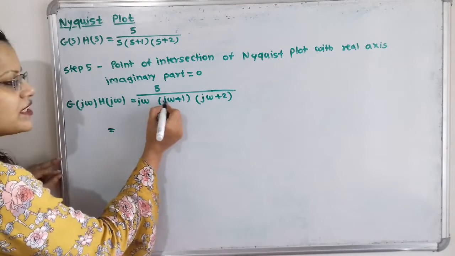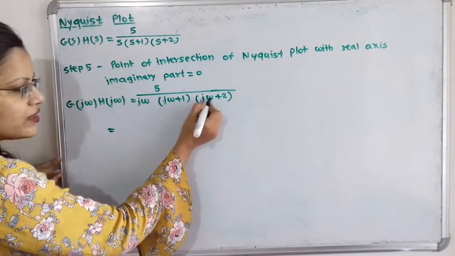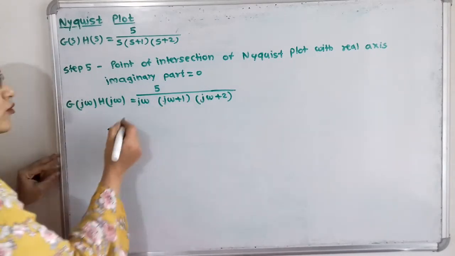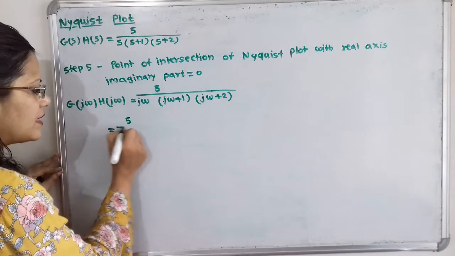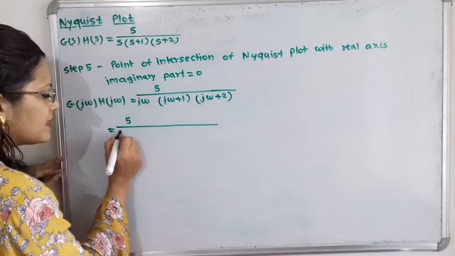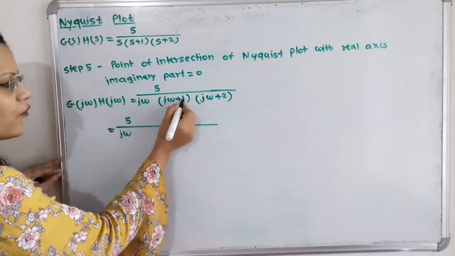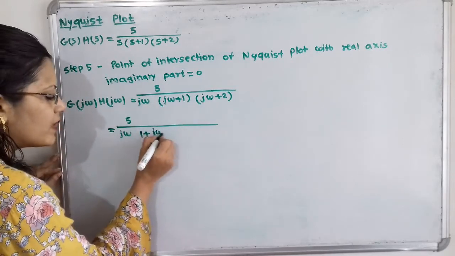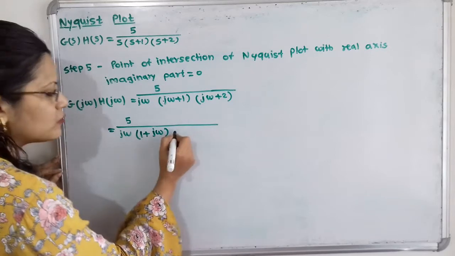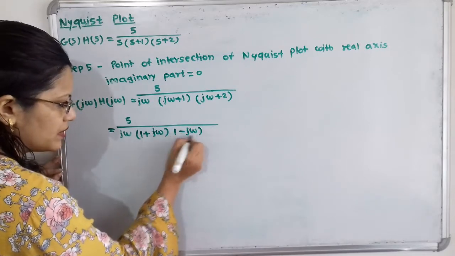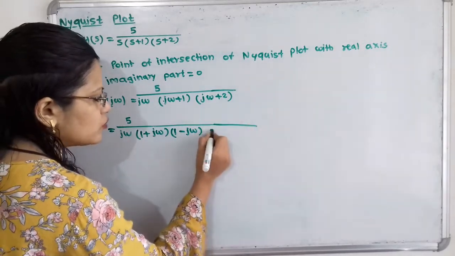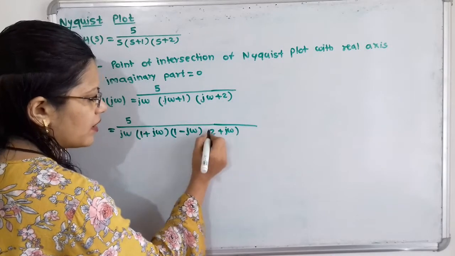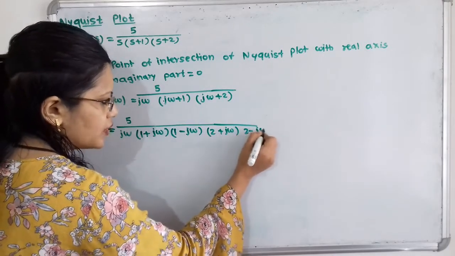So here imaginary part is j omega. So for this j omega, we have to take the complex conjugate, that is I will take this j omega as it is. Now 1 plus j omega. So I will write here 1 plus j omega. So what is the complex conjugate? That is 1 minus j omega. Now for this 2 plus j omega, I will write 2 minus j omega.